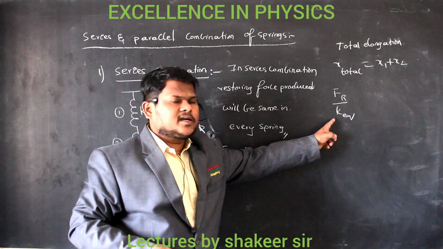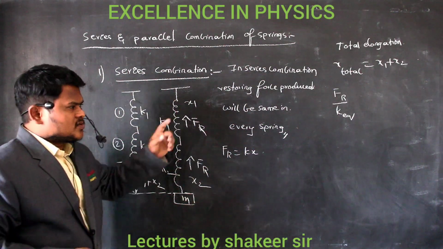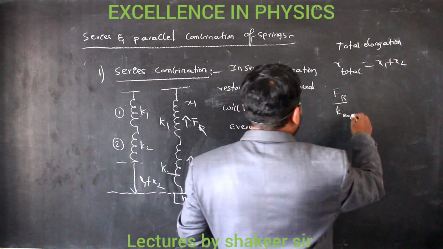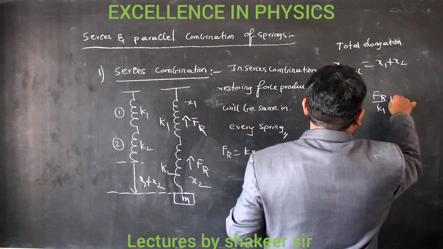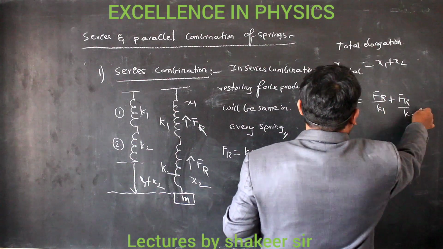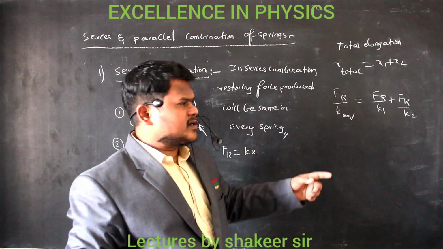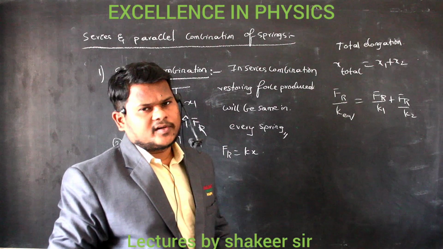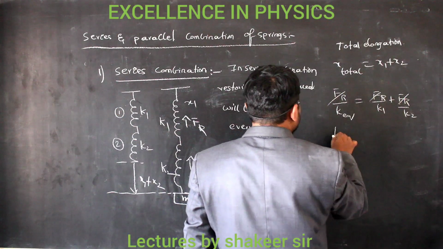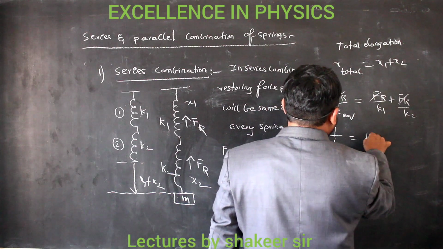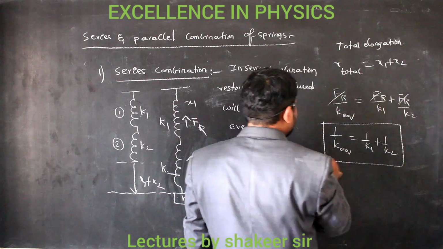Now what about k equivalent? K equivalent is the k value of total combination. So Fr divided by k equivalent, how can I write? I can write this one as Fr divided by k1 plus Fr divided by k2. So this is the elongation of the first spring, this is the elongation of the second spring. In every spring restoring force is Fr only. So we have written Fr throughout this equation. So therefore Fr and Fr get cancelled. So I can write 1 by k equivalent is equal to 1 by k1 plus 1 by k2. So this is the result I got.